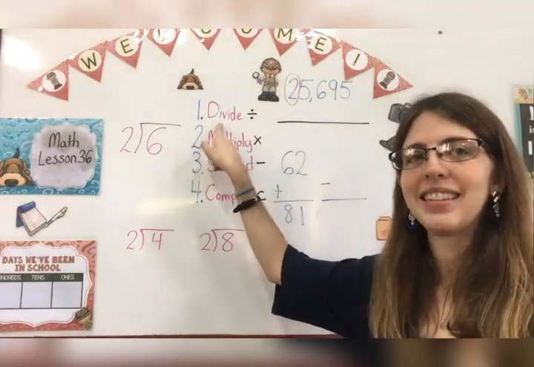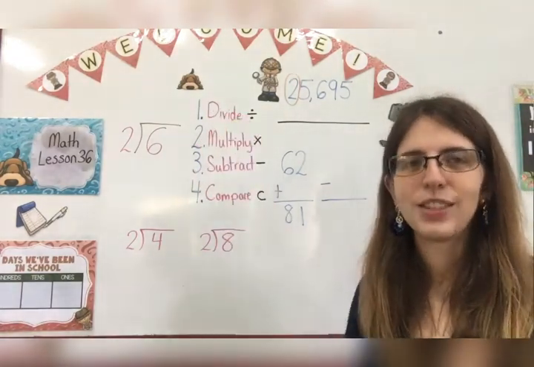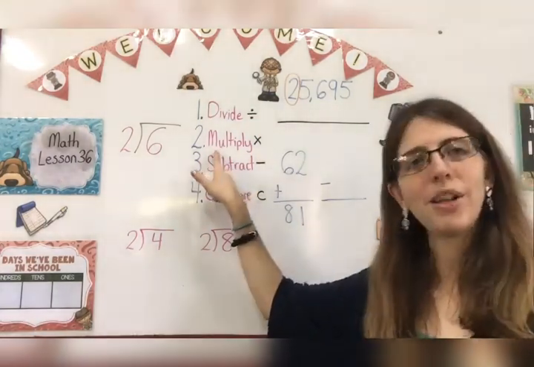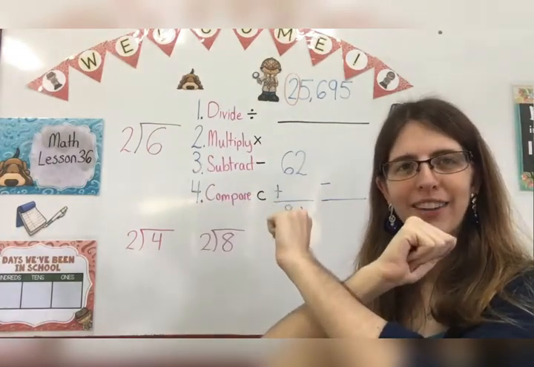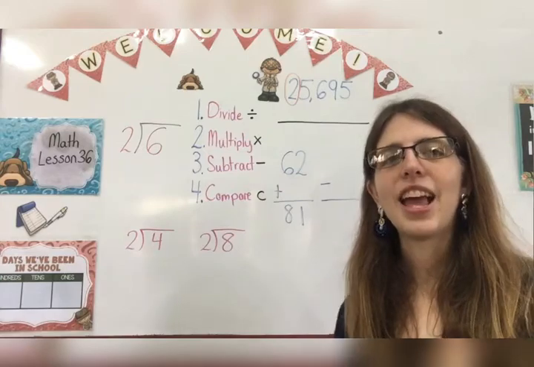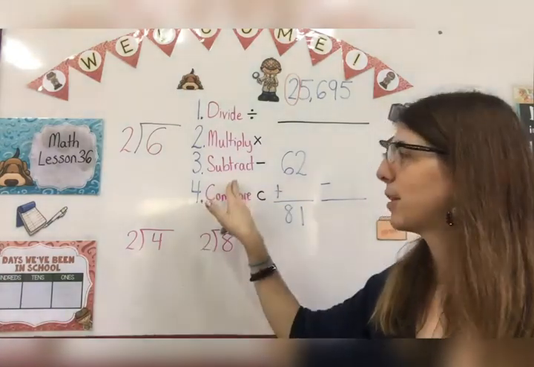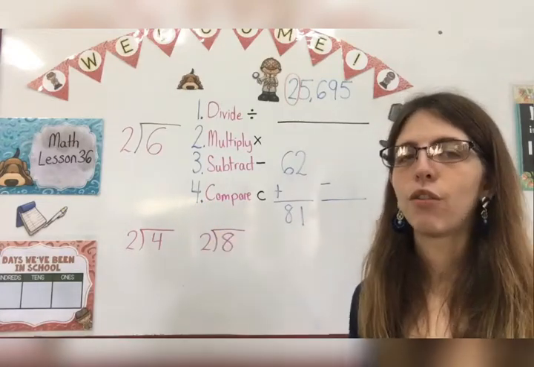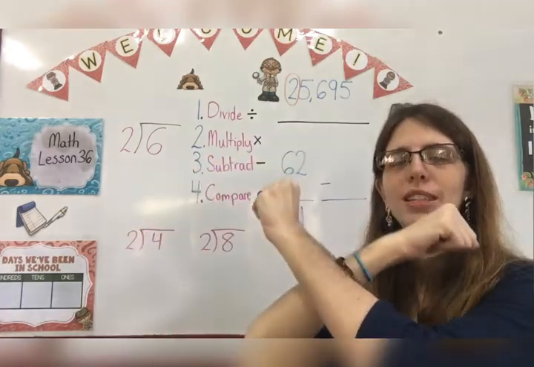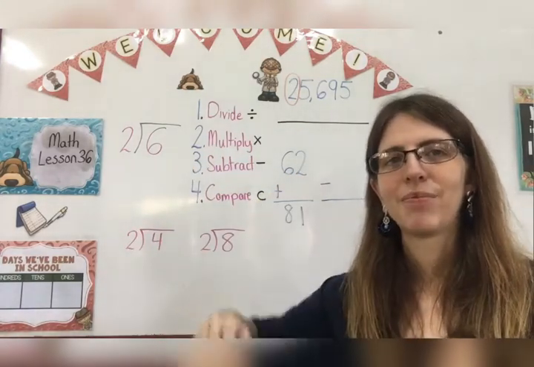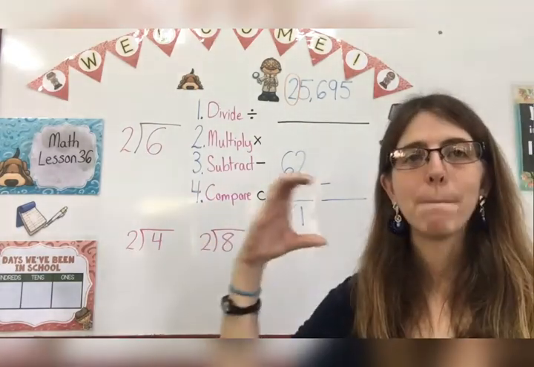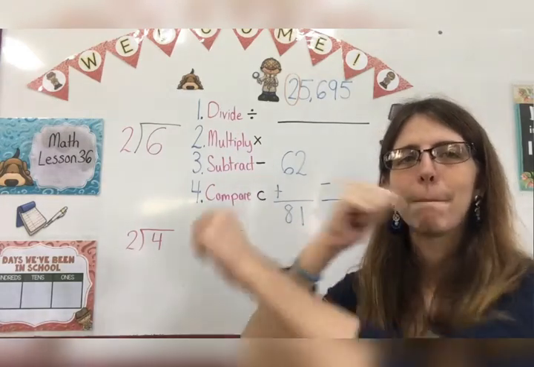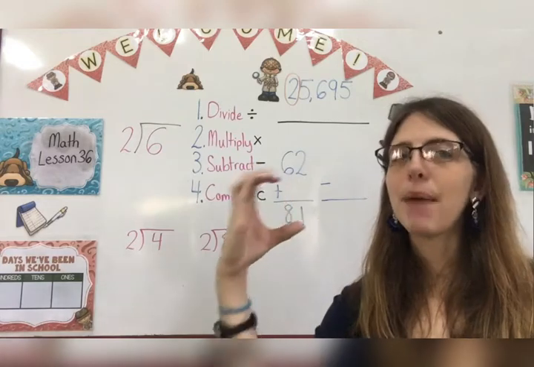Step number 1 is divide. So we're going to separate it into groups. Step number 2, multiply. So first we divide, then we multiply. Step number 3, subtract. So first we divide, then we multiply, then we subtract. Step number 4, we compare. So we divide, multiply, subtract, compare.